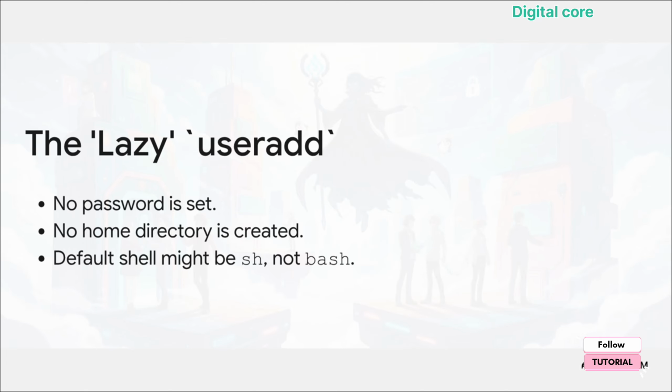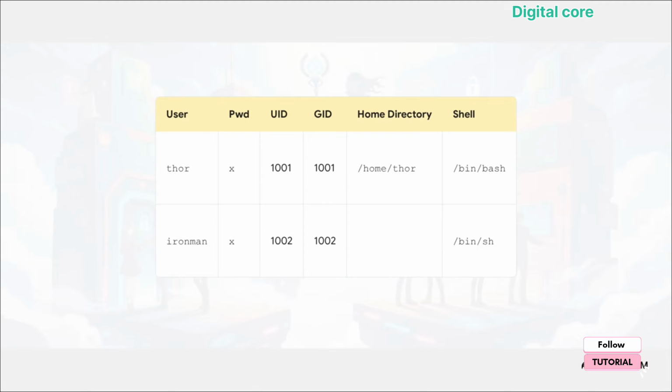But this lazy way creates some real problems. Iron Man doesn't have a password, he doesn't have a home directory to store his stuff, and his default command shell might be the wrong one. We're going to have to fix that stuff manually. So where does the system keep track of all our heroes? Well, it's all in this one file, /etc/passwd. This is basically the user roster for the whole system.